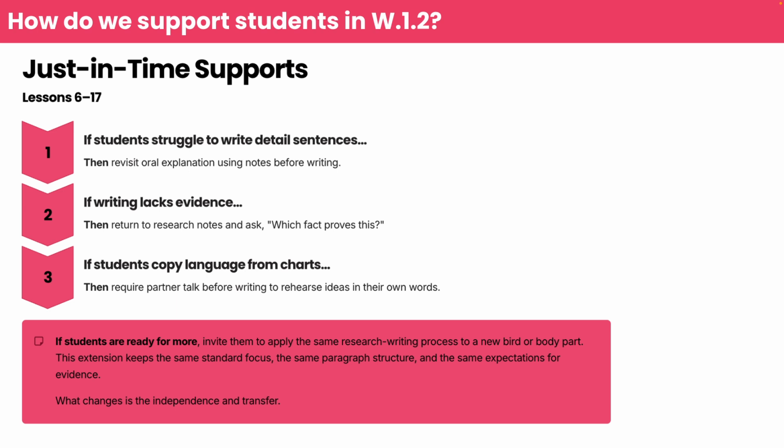All right, now that we understand the teacher and student actions, we can anticipate possible misconceptions and prepare just-in-time supports. These just-in-time supports help teachers respond to common breakdowns during writing. If students struggle with detailed sentences, the support brings them back to oral explanation and notes where the thinking began. If writing lacks evidence, teachers redirect students to their research and ask them to justify their ideas with facts. For students who are ready for more, the extension here maintains the same expectations while increasing independence and transfer.